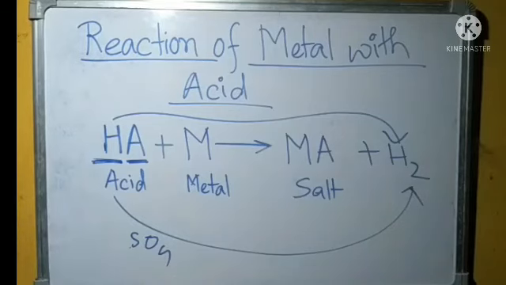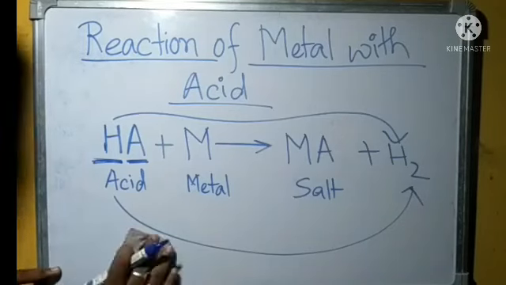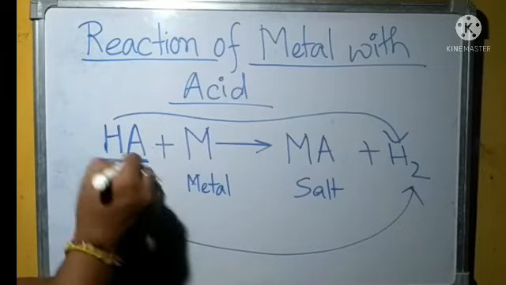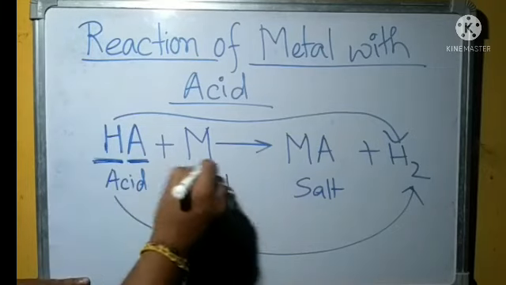Sulfate. So similarly here I am simply saying that A is the anionic part and H is the hydrogen. In every acid you see there will be a hydrogen. So that hydrogen will form the hydrogen gas from the acid. And then we will be left with the anionic part, that is A, and we will have the metal.